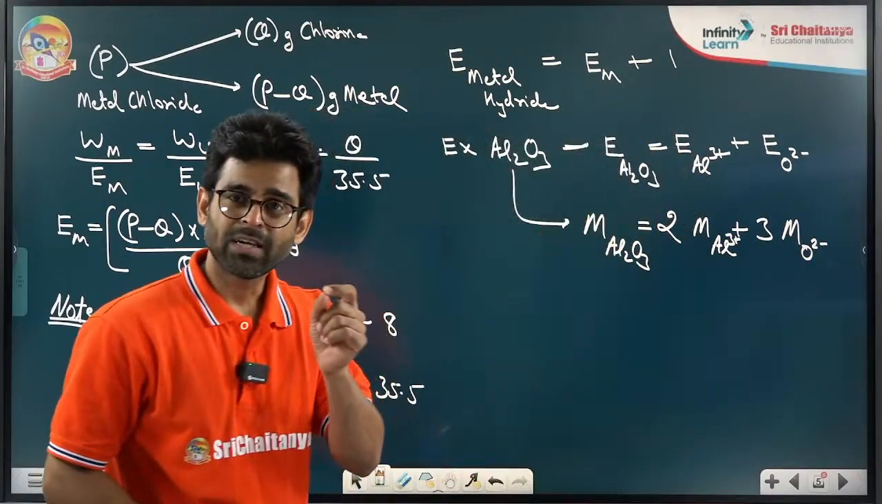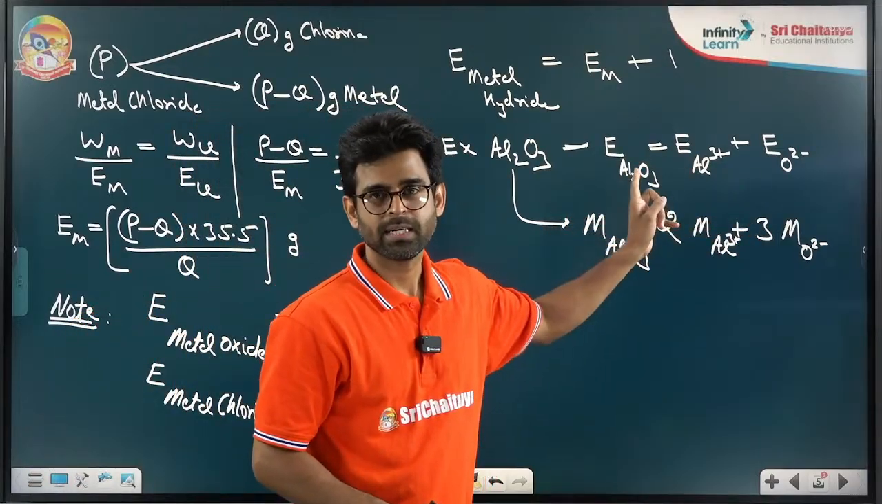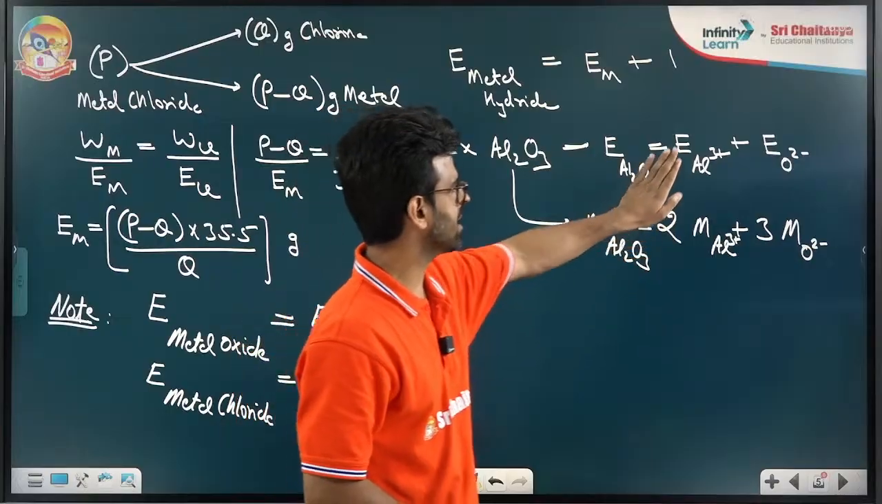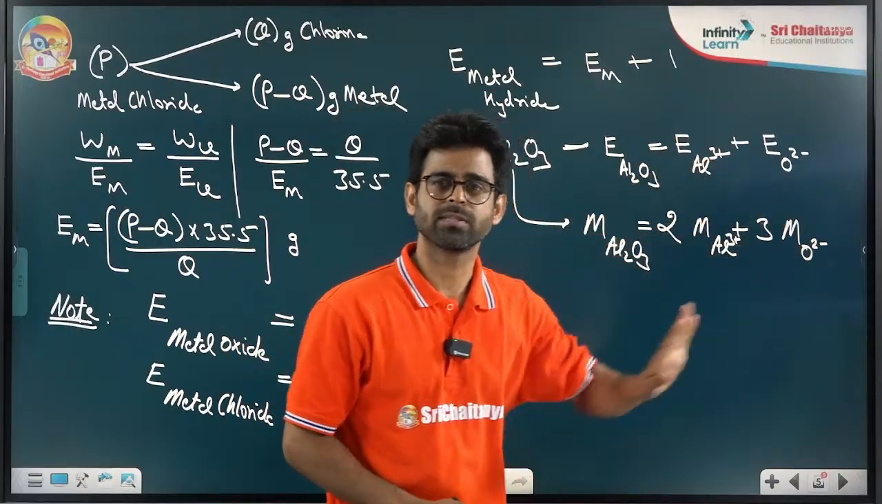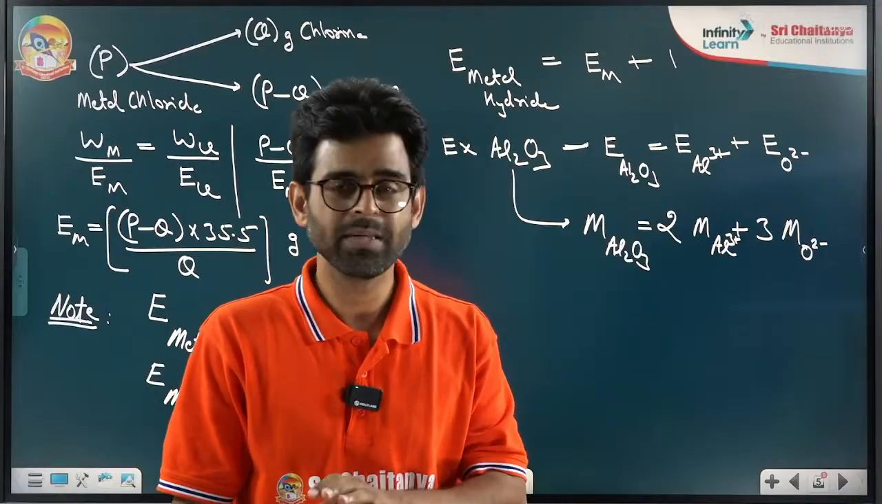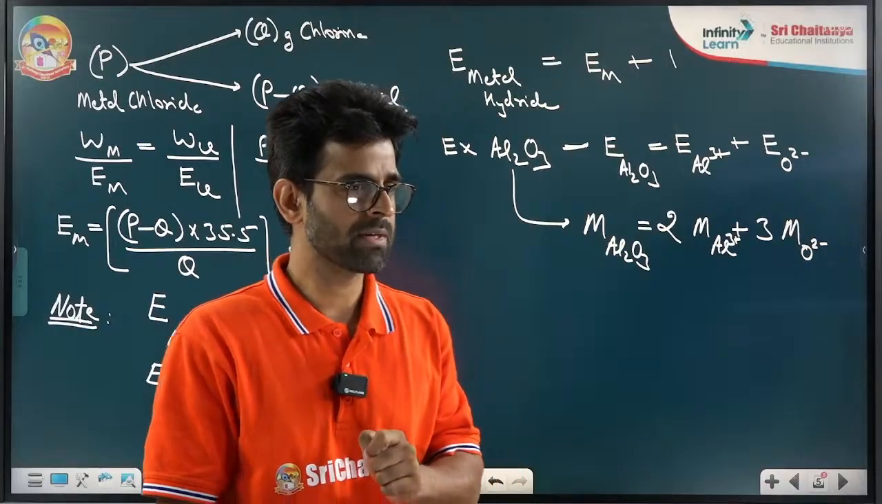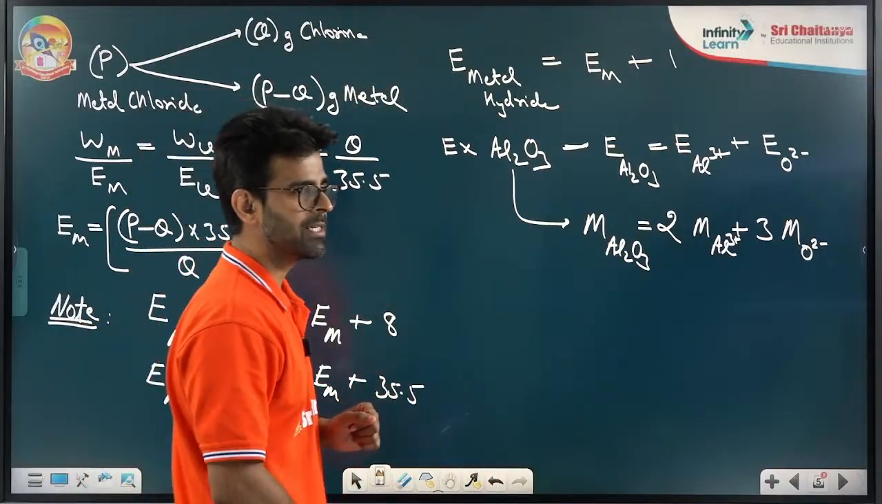So in case of equivalent weight, you will not multiply by coefficient. It is not required. Just add the equivalent weight of metal plus the equivalent weight of oxygen. This is a very important point where students make mistakes all the time. So be careful about it. Are we clear about this? Fine.